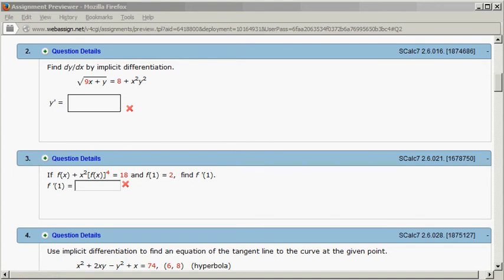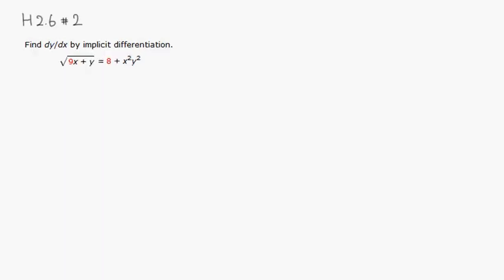All right, let's look at homework 2.6, problem number 2. We want to find dy over dx by implicit differentiation. So let's do that. First, I don't like square roots, so I'm going to rewrite it as the quantity 9x plus y raised to the 1/2 power. The right hand side is the same, so it's just 8 plus x squared y squared.